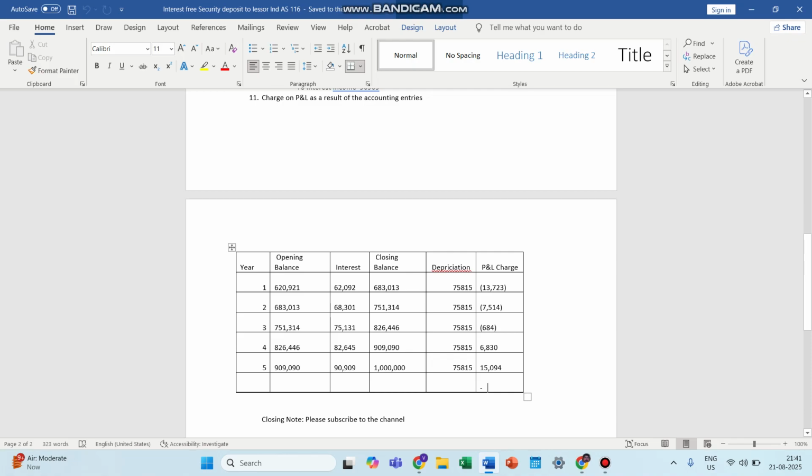So this is the effect of accounting of Ind AS 116 along with Ind AS 32 and along with Ind AS 109. So as security deposit is a financial asset, this way the accounting for the security deposit would take place.